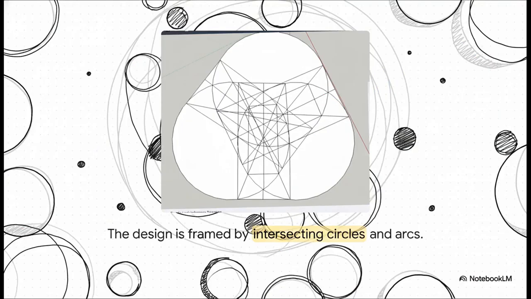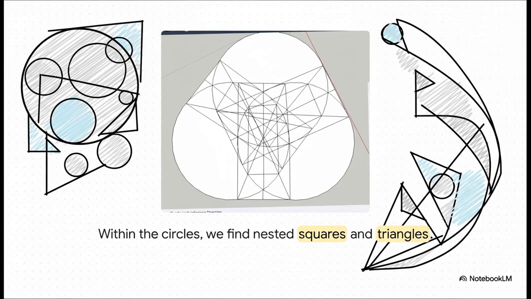You can see it's framed completely by these smooth, intersecting circles and arcs, and that's what gives it that soft outer edge and that kind of flowing feel. But then, look what's happening inside that smooth frame. Tucked inside all those circles, you find this rigid, geometric skeleton. Yeah, you can see them plain as day. Squares, triangles, their sharp angles and straight lines are a total contrast to those outer curves. And that mix, that's the key.